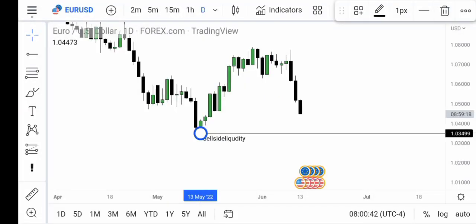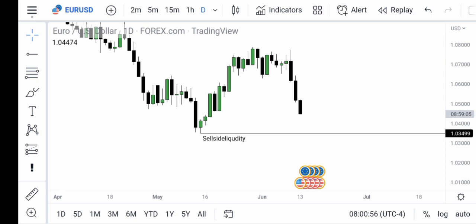So that is sell side liquidity, and it's what I'm looking at. This is my target for Euro USD. It has to go down and take out the sell side liquidity. It may stop at that line and make maybe equal lows, which someone would call support, or go through it to take out all that liquidity. That's my bias for the euro, and I think that's for the review.